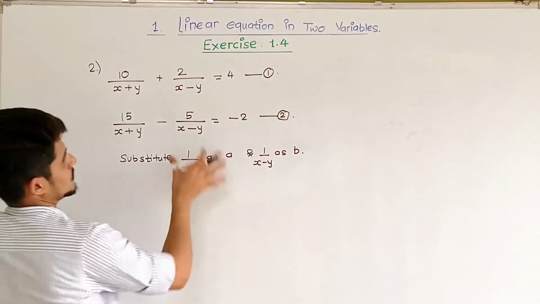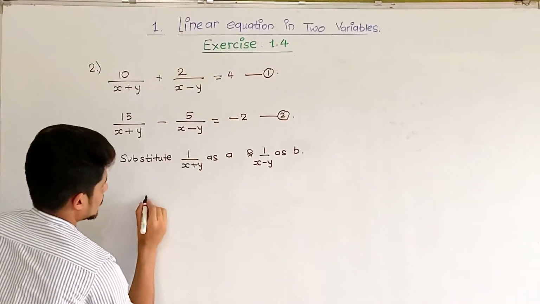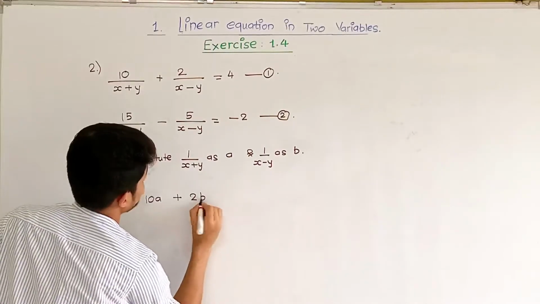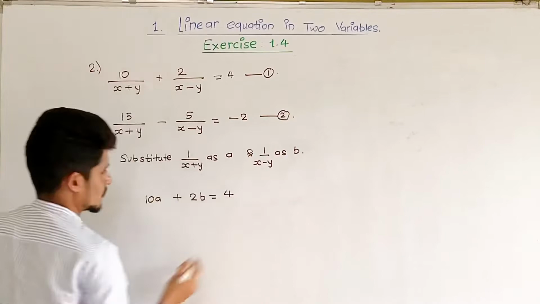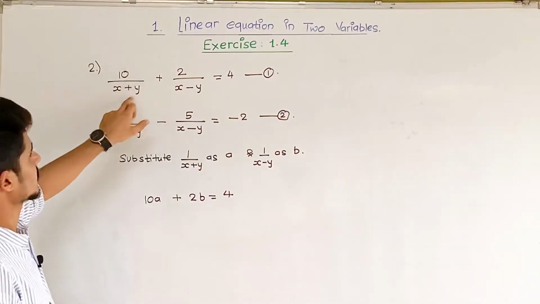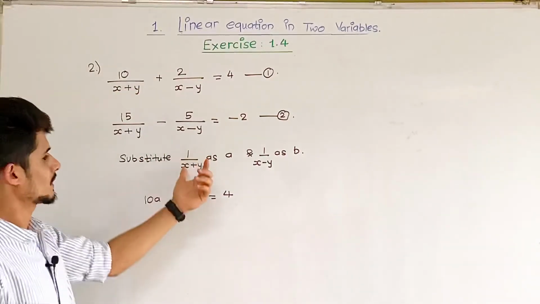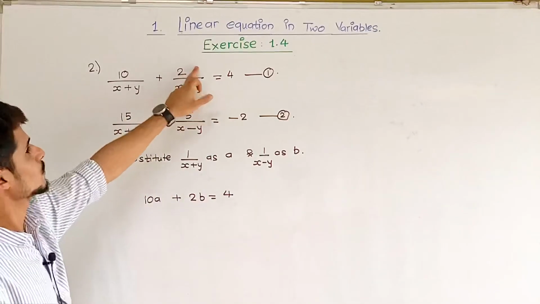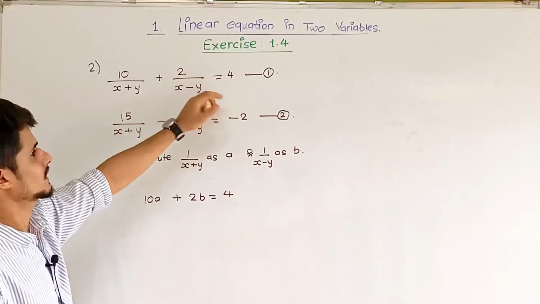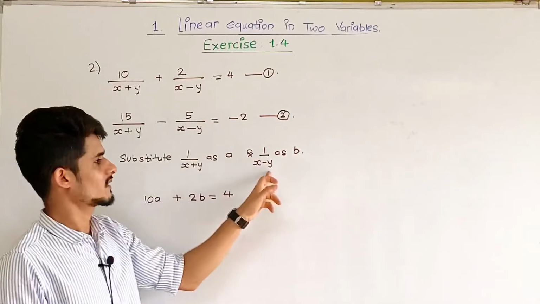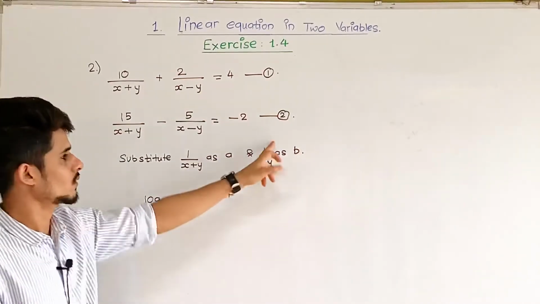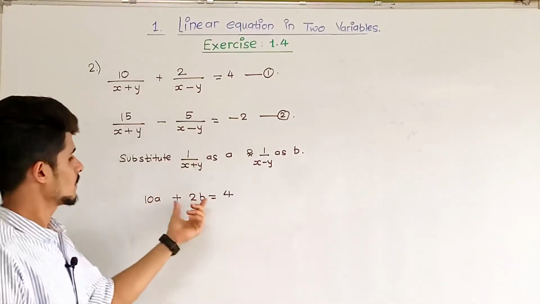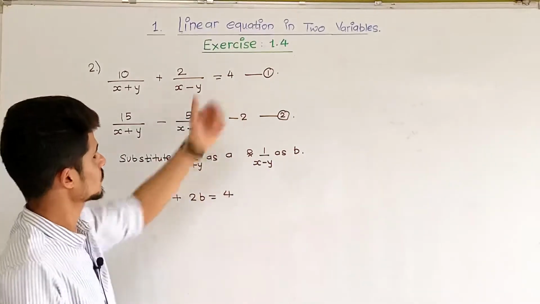So after substituting, equation 1 will be 10a plus 2b is equal to 4. 10 into 1 upon x plus y, so 1 upon x plus y is a. So 10a plus 2 into 1 upon x minus y. So 1 upon x minus y is b. We have taken 1 upon x minus y as b. So this will be 2b is equal to 4.